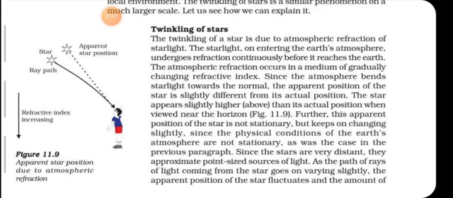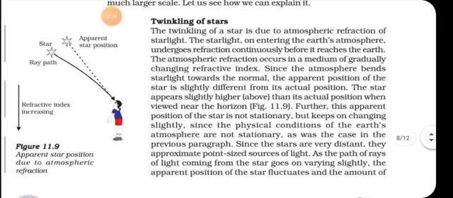Students, please note that there is a difference between the actual position and apparent position. Because the sunlight bends a little due to the highly thick atmosphere present between the eyes and the sun, we will see the stars at a different position. See over here, students, in figure 11.9, they have given us the apparent star position due to atmospheric refraction. The real path is the straight line given, while the dotted line indicates the apparent position.